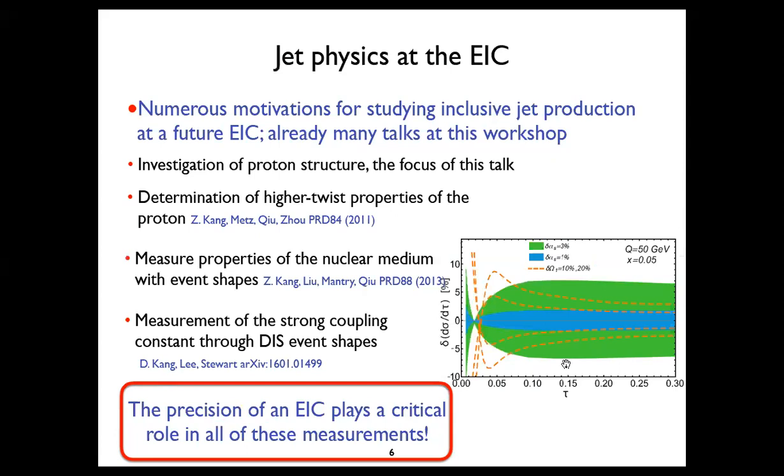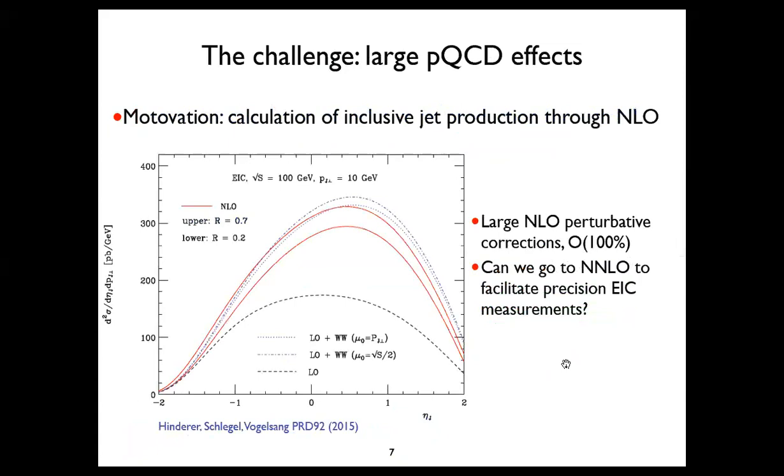Okay, continuing. Let me show a motivational slide, which is where we got into this business and what we got interested in. That's the following calculation of inclusive jet production through next-to-leading order in QCD perturbation theory. I think you've seen this plot at the workshop before, if I understand correctly from the slides. This was done by the authors referenced on the slide. It is a plot of the doubly differential distribution in jet pT and pseudorapidity, shown as a function of the pseudorapidity at various orders in QCD perturbation theory. The leading order result is shown in the dashed line on this plot.